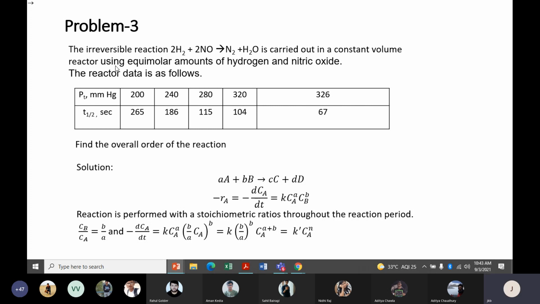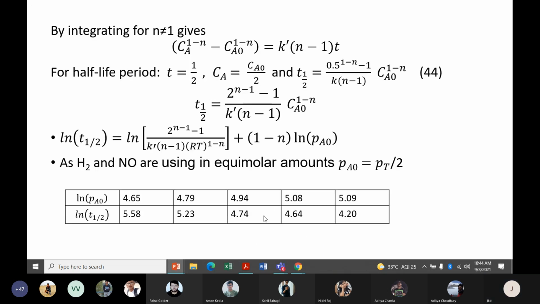And here it is written using equimolar amounts of hydrogen and nitric acid, do the kinetic study. So CB is given by B by A CA, and ultimately we are getting rate equation in this form, K prime CA to the power n, that is minus dCA/dt is this. Integrate it, find out the final form for half-life period, T half, and in this expression CA0 can be replaced by partial pressure PA0.